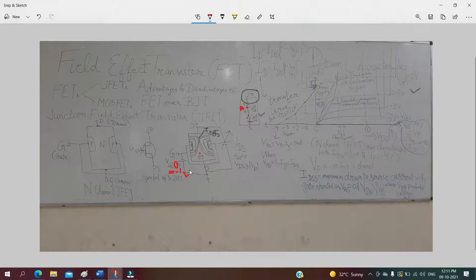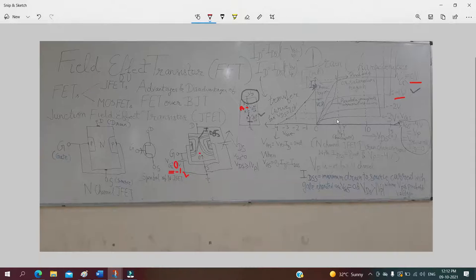Now this voltage further adds to the reverse bias potential between gate and drain end or gate and source end. So the effective reverse bias voltage will now become VGS plus VDS. So now the channel resistance will increase and the drain current will be reduced. So we can see that the slopes of these two curves, when VGS is 0 volt and when VGS is minus 1 volt, are different. So the resistance will be different for different values of VGS.